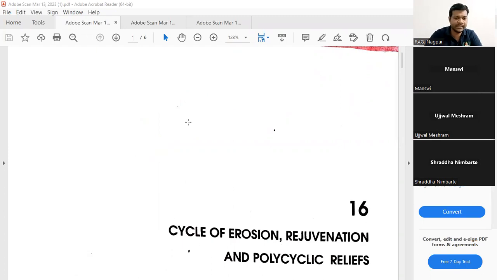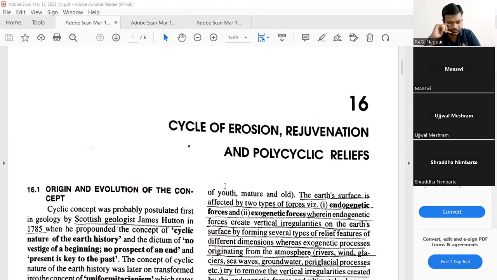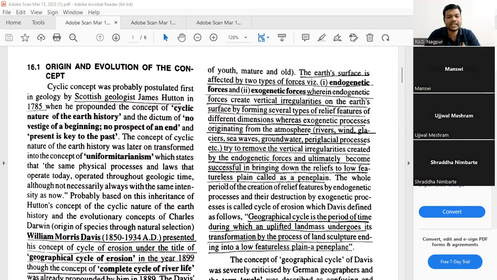So there are various types of geomorphic cycle. Basically, this idea was first propounded by James Hutton, and then people took the idea and developed it. So, cyclic nature and the dictum of no vestige of beginning and no prospect of an end. That is, present is key to the past. This is the most famous statement in geology, and everybody knows it. Present is key to the past, which is actually called uniformitarianism.